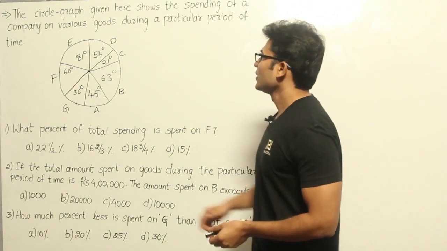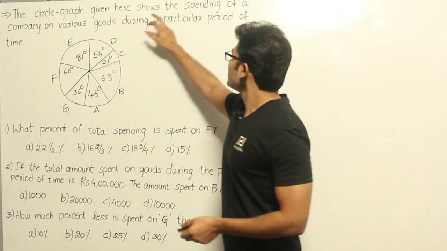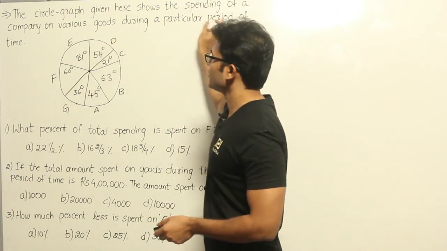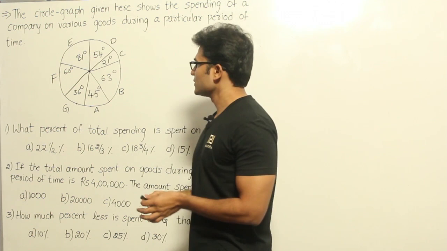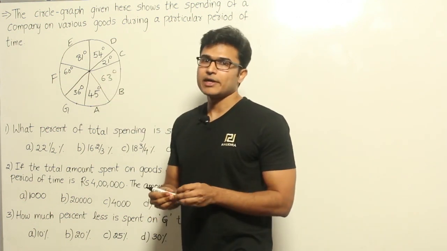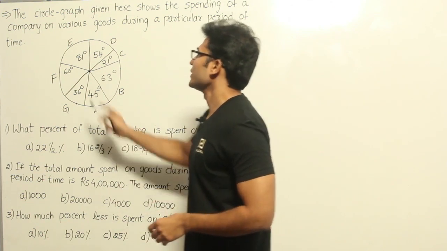Now let's see this question. The circle graph given here shows the spending of a company on various goods during a particular period of time. So now they are saying that this is the graph given. So this is nothing but a pie graph, right? Pie chart. It is also called a circle graph.